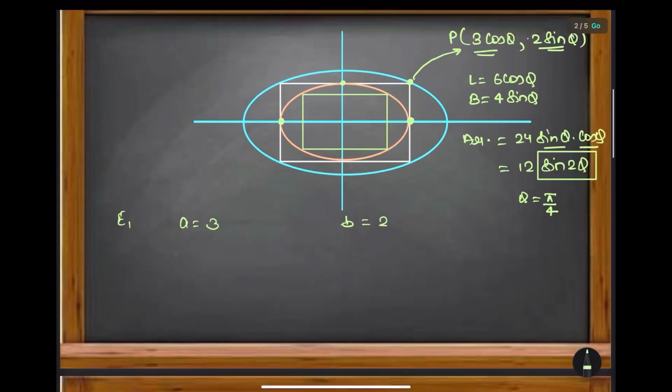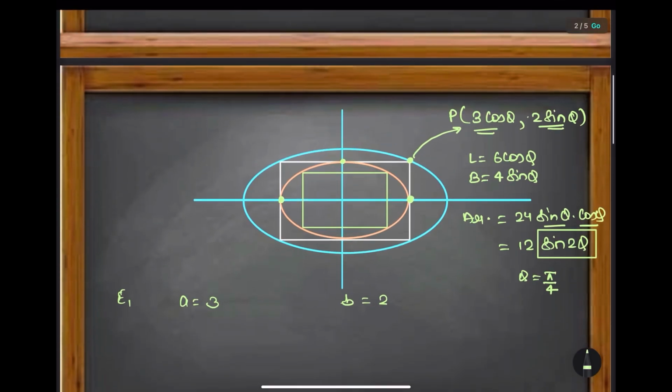Suppose I'm talking about E1. Who is A? A was 3, and who is B? B was 2. Now look at this. You know that this is your ellipse 2. So this thing will become what?